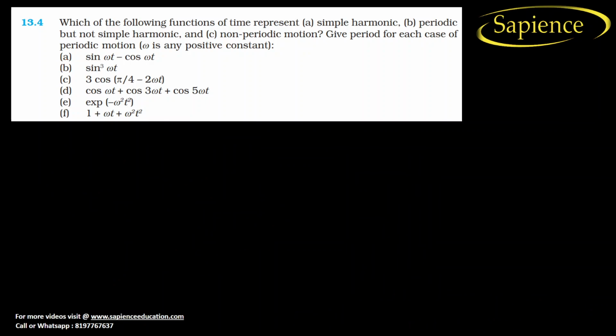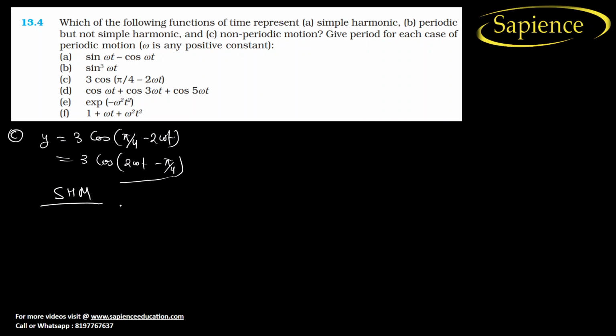Now let us go for a question. Third question. The given question is C: y is equal to 3 cos(pi by 4 minus 2 omega t). So we can also write here 3 cos(2 omega t minus pi by 4). Okay, so this is an S.H.M.